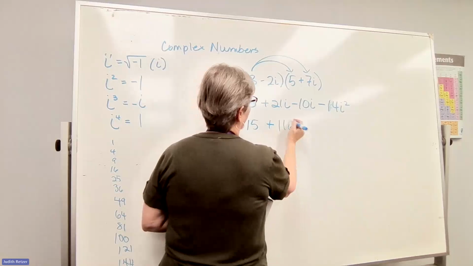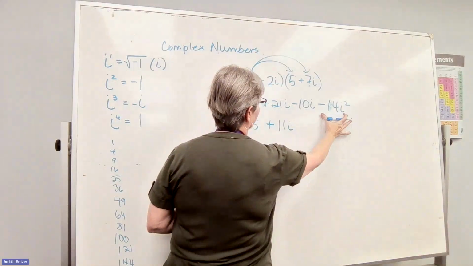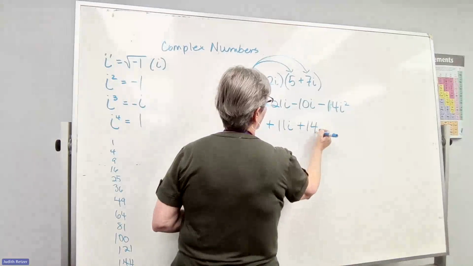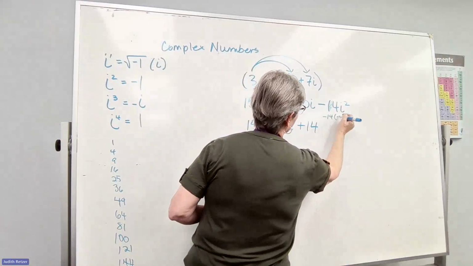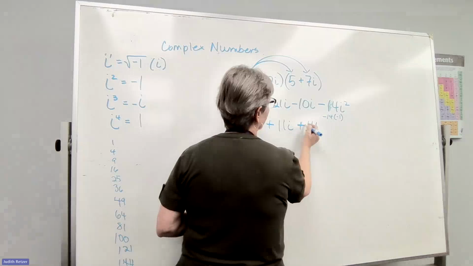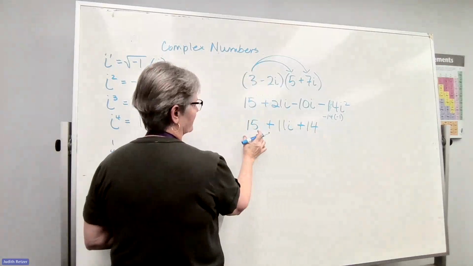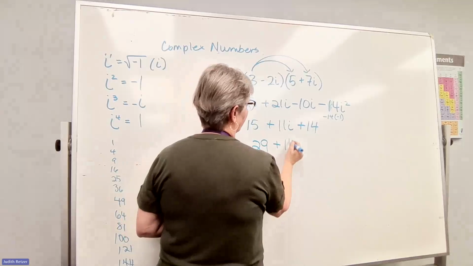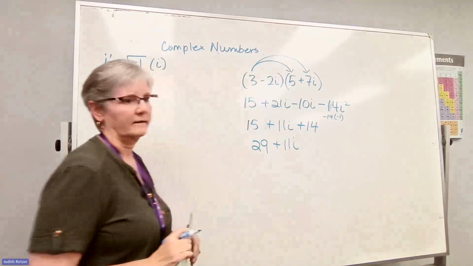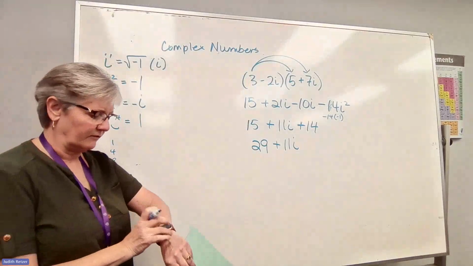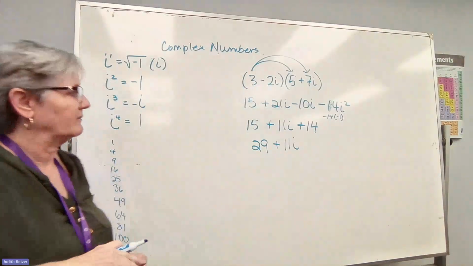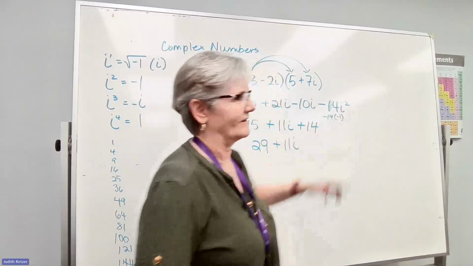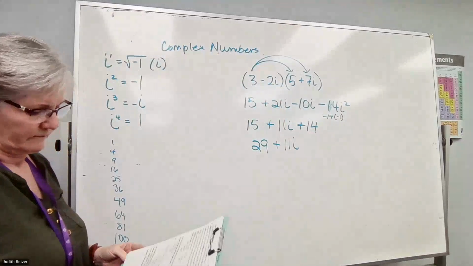11. 11i, and then what? What is this? 14. +14. Why? Because it's -14 times -1, so it becomes +14. So I have 14, I add it to my 15, I get 29 plus 11i. Yes, you have to be really careful that you capture these i squareds as -1s.